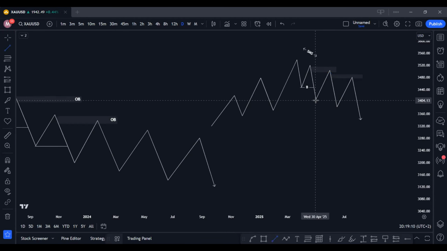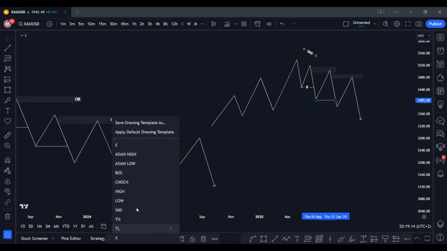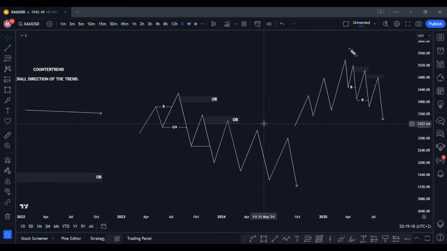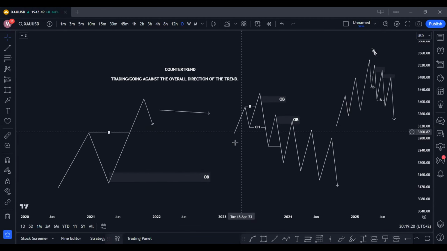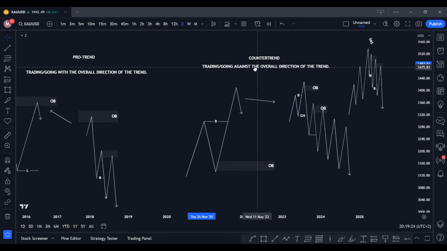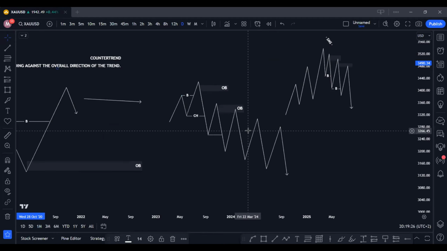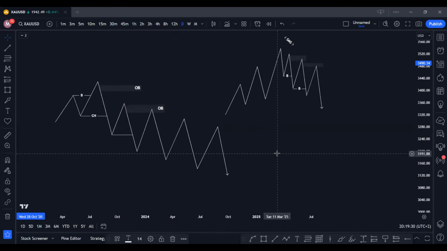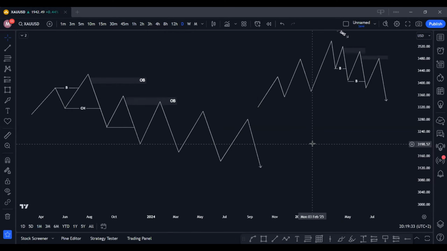Since price created this break of structure here, okay? So one thing you need to understand is that market structure is vital when you're looking for your counter trends and your pro trends, because if you do not understand how market structure works, it's going to be a long story for you, okay?